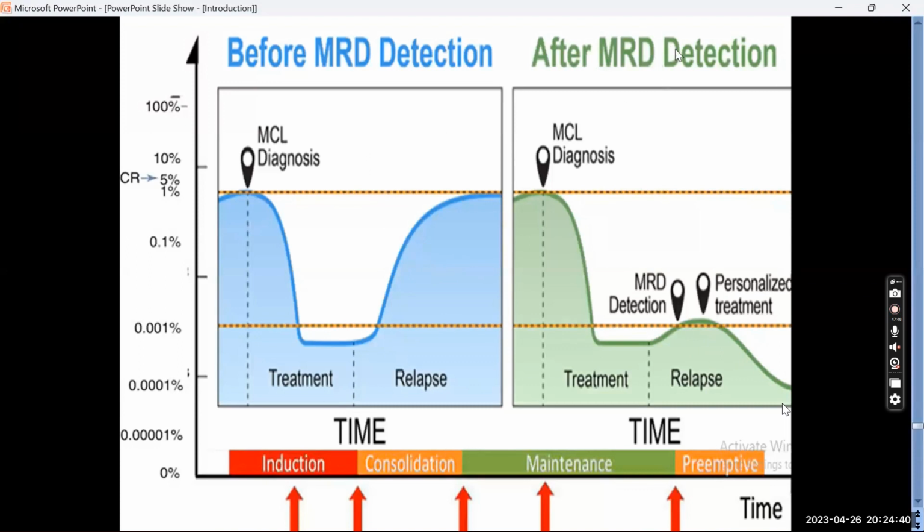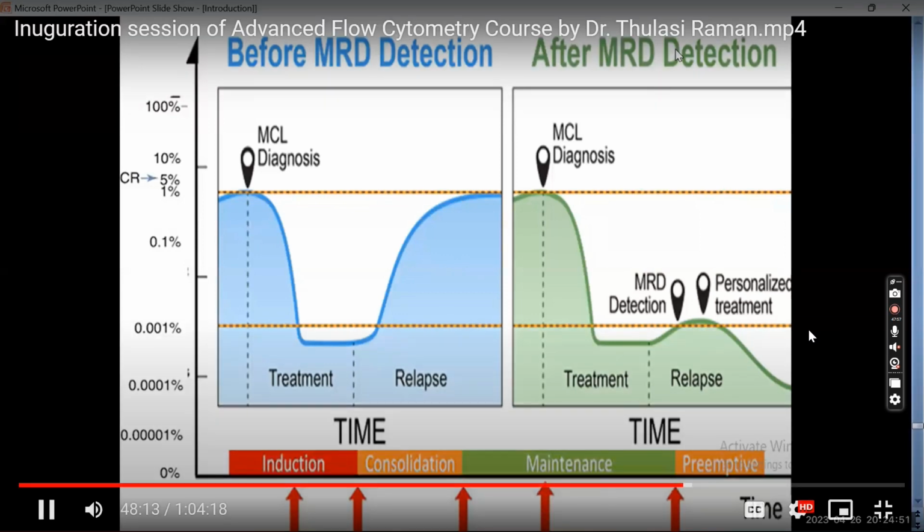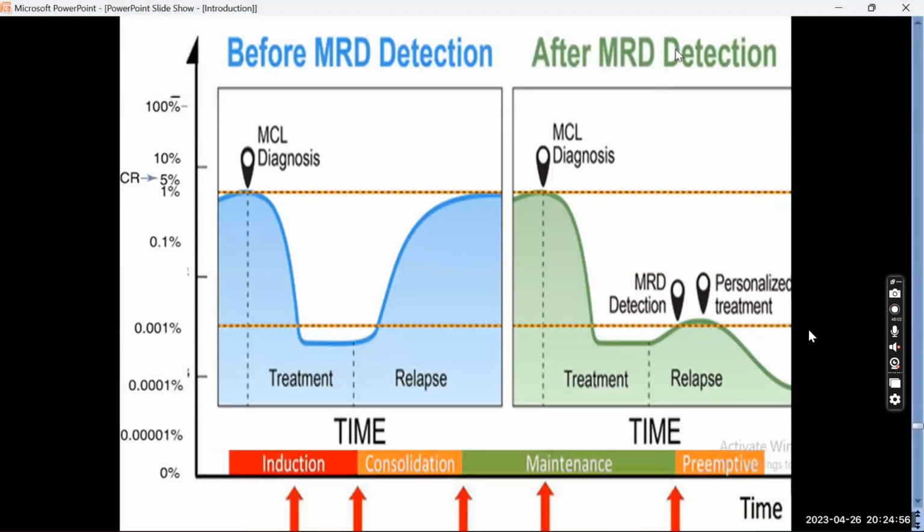So, if you do MRD at regular time points and make sure the tumor is not popping up or creeping up again, that is very good. You can continue with the same treatment. But if you find that the population is slowly coming up, and you find residual disease by a sensitive technique like flow cytometry, you can augment the therapy and avoid relapse. You can take the patient into remission, or to other procedures like bone marrow transplant. So that is the advantage of flow cytometry. It gives you a personalized treatment.